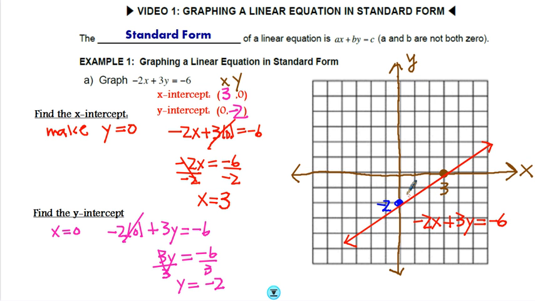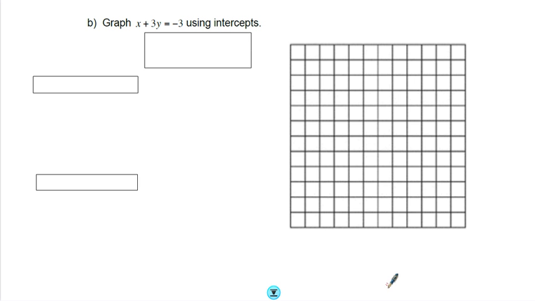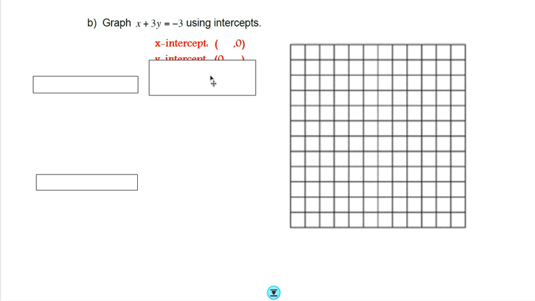So again, with standard form, just find the x-intercept and y-intercept, plot them, connect them, and you're done. Good. All right, let's check out the next example. This one is very similar, so let's do it again. If you want to, you can pause this and try it on your own. Remember, the x-intercept is when y is 0 and the y-intercept is when x is 0. Okay, so you can try it on your own.